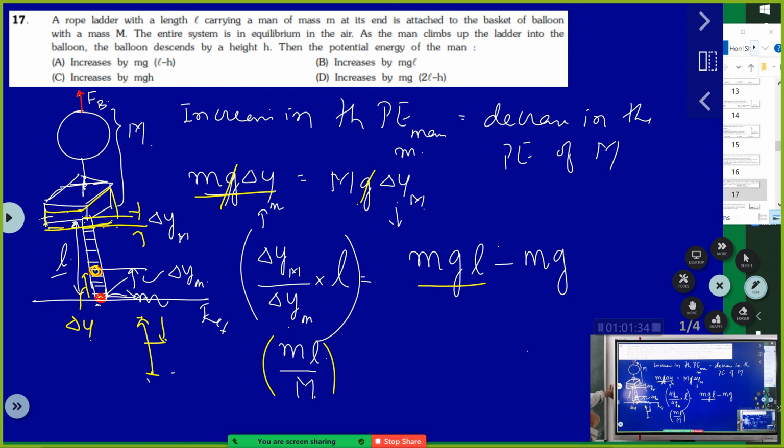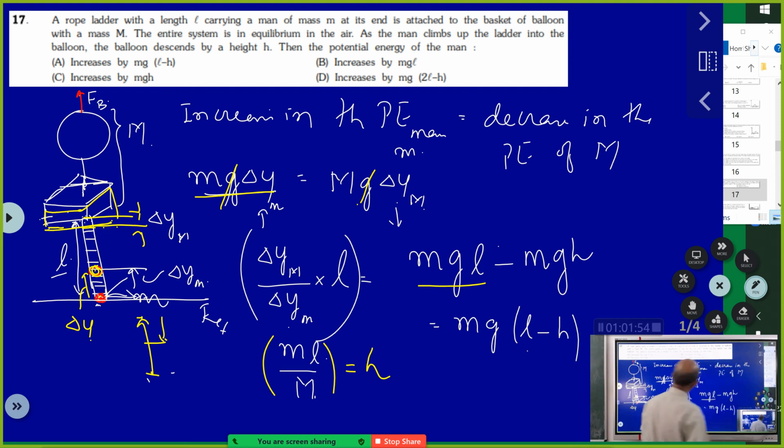They have told here the balloon descends by height h. So he will just descend by this height. Therefore, the answer is mg into L minus h. I had not seen this h, I was trying to study. Yeah, this is what it is. So option A, increases by mg into L minus h, is the option.